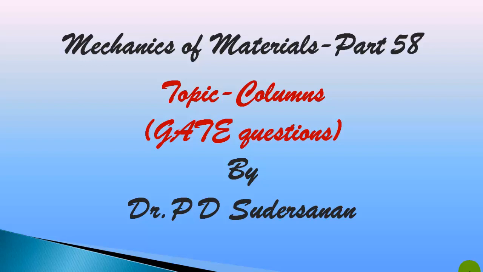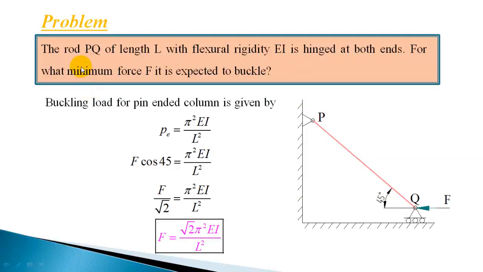In today's class, we will work out some of the questions asked in previous GATE exams. Let us start with the first problem. The rod PQ of length L with flexural rigidity EI is hinged at both ends. What minimum force F is expected to buckle it?